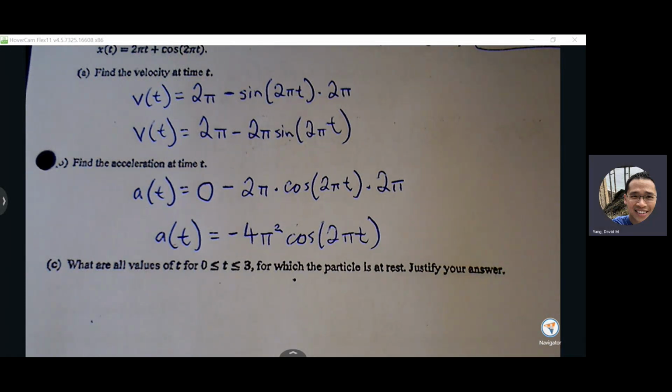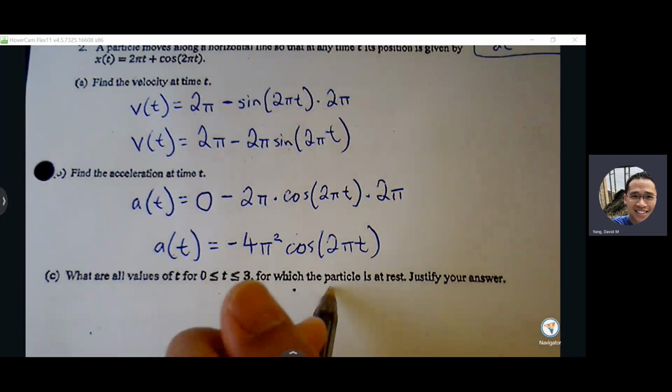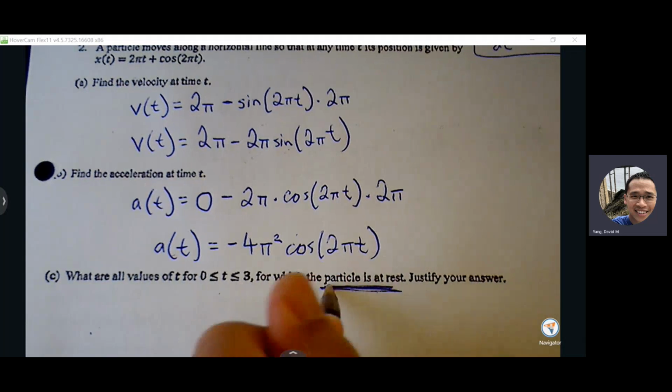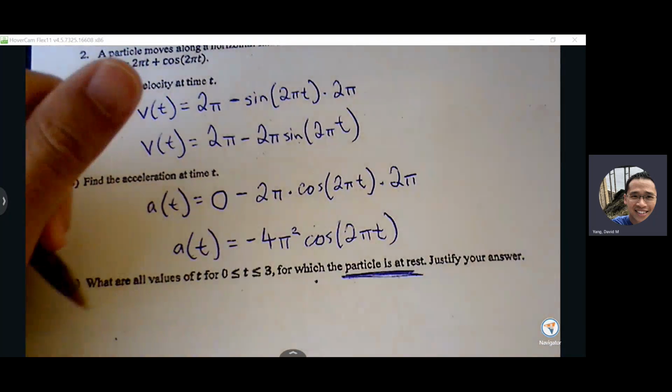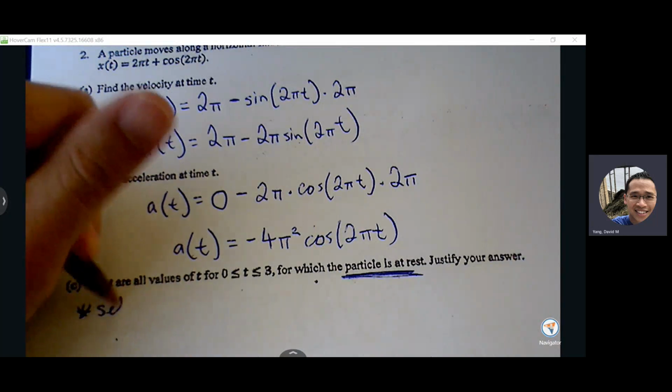Okay, any questions? Okay, part C. What are the values between 0 and 3 for which the particle is at rest? So particle at rest. What's our strategy? Good, v of t equals 0. Particle at rest means I'm not moving. If I'm not moving, that means I have 0 velocity. So I'll set v of t equals 0.